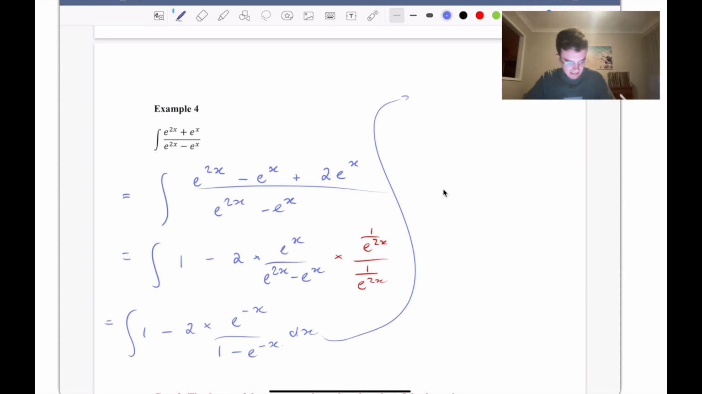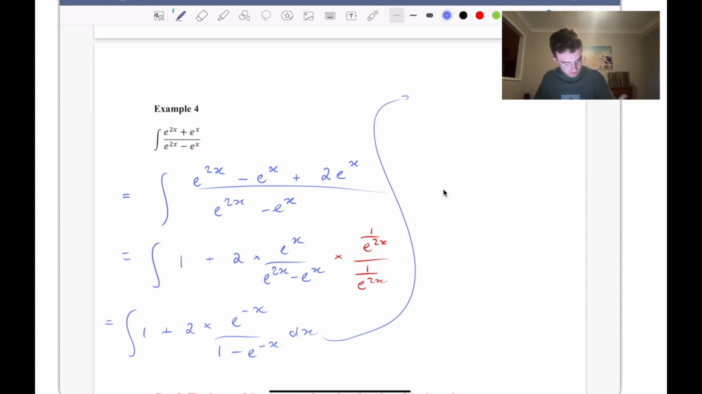Now we move that up to here. If we differentiate that, we get minus e to the minus x, which is actually what we've got on the top. So if we differentiate that, so 1 minus e to the minus x, actually, sorry, that should be a plus there.